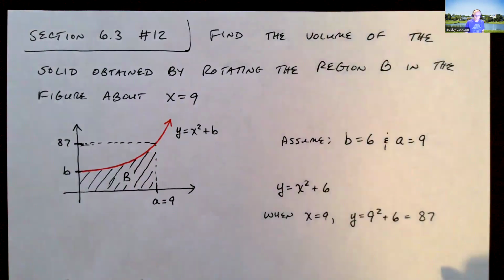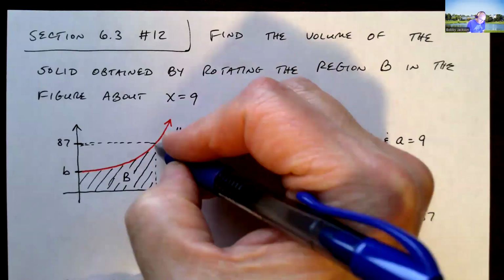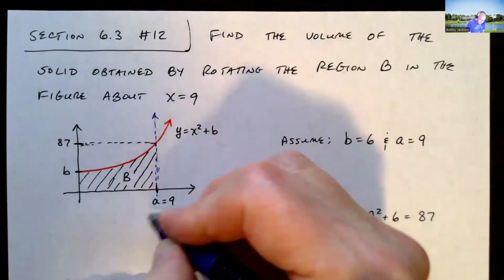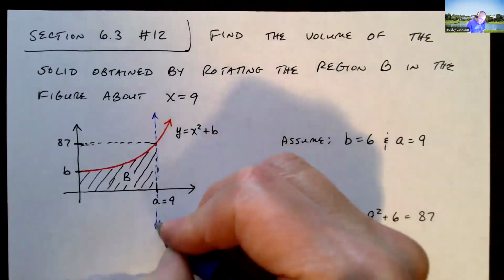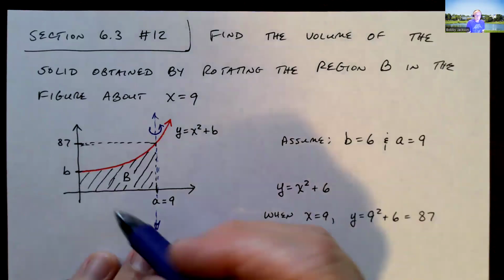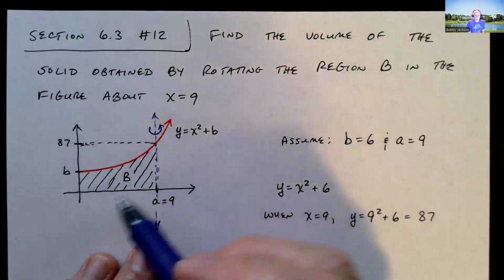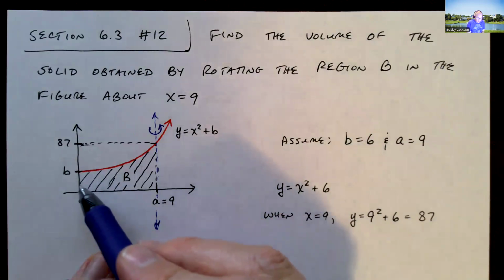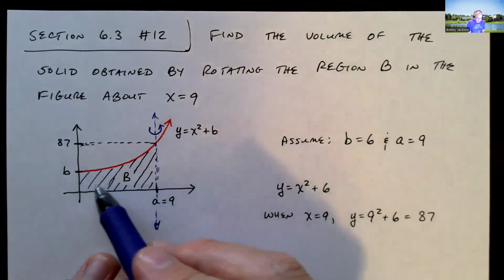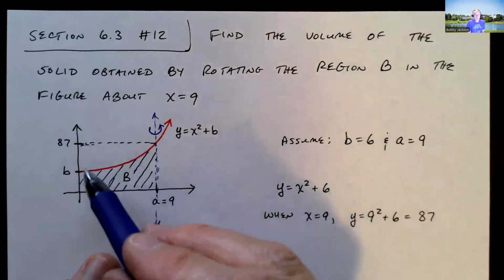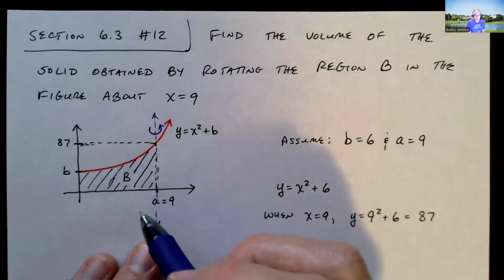So we're going to rotate this about x equals 9, which corresponds to this vertical line here. We're going to rotate about that line. When you look at this region, if we're going to do the disk washer method from this section, we're going to have to integrate with respect to y and use horizontal rectangles. And the problem is this region is not horizontally simple. It is vertically simple, but it's not horizontally simple.